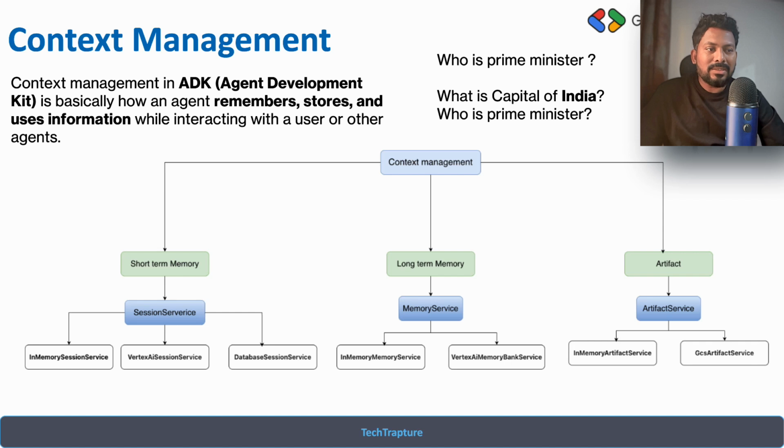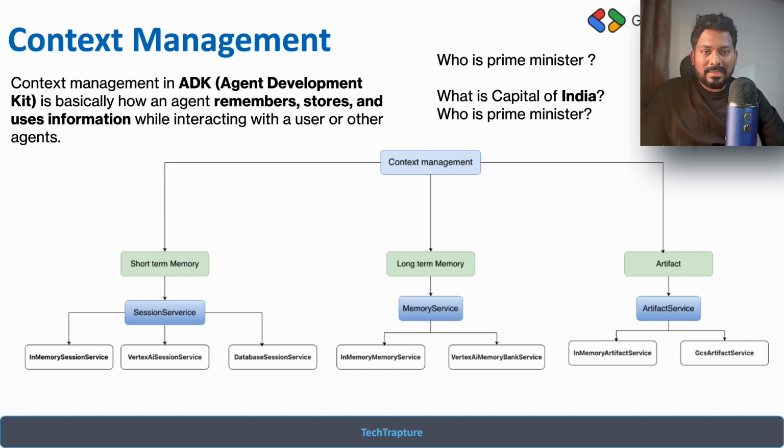But before that, in session service, there are three different session services. One is the in-memory session service, then you have the Vertex AI session service, and then you have the database session service. The in-memory session service is definitely not persistent. As you restart your application, your memory will be completely lost.